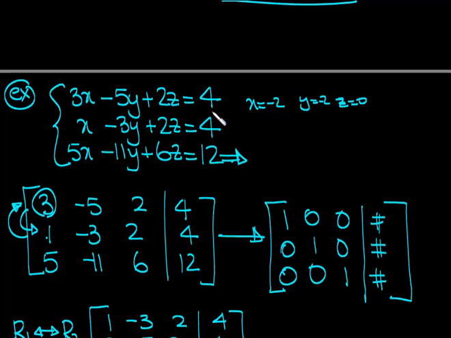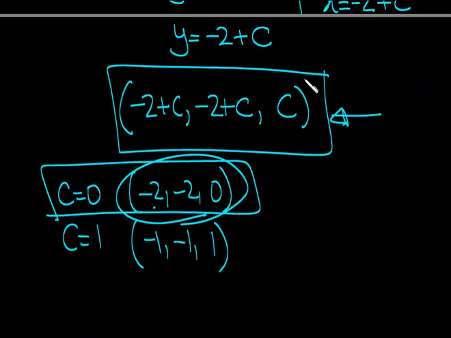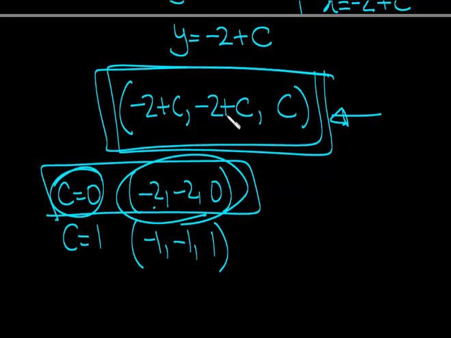So let's check. 5 times negative 2 is negative 10. Minus 11 times negative 2 is positive 22. Plus 0, because z is 0. You add these up, so you get positive 12, which is exactly what I have. So you know that works. So always go back and at least check your answers. And if you get infinite solutions, the best way to check your answers is to at least pick some value for c and do that. Okay?